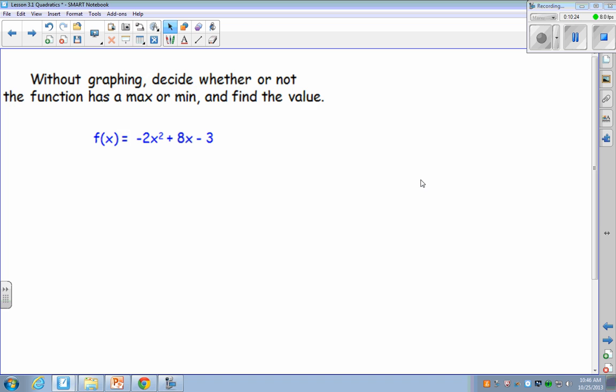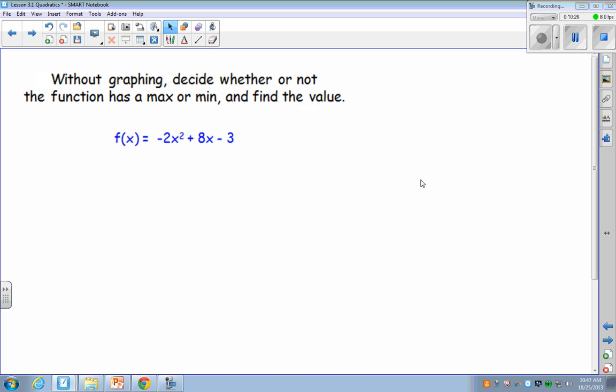Okay, so let's look at this function right quick. Without even graphing, can we determine if there is a max or minimum? And the answer is yes, right? Because we had to look at our a, determine if it's positive or negative. So it's negative, therefore it's going to be a maximum because our parabola is going to look something like this, opening downwards. Okay, now let's try to find our maximum value or our vertex of this parabola.